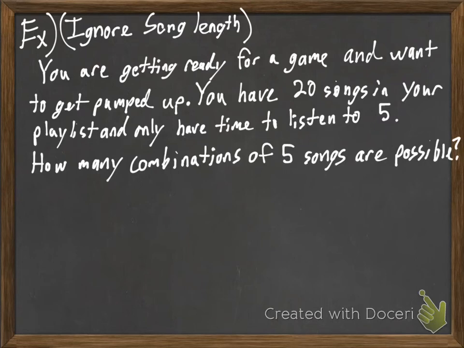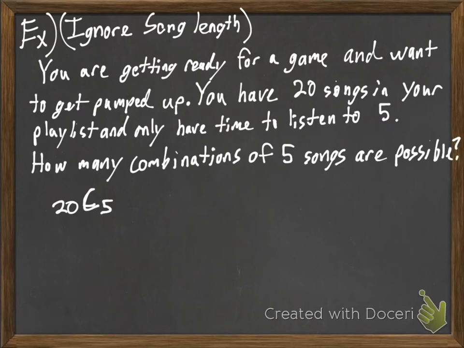So you are getting ready for a game and want to get pumped up. You have 20 songs in your playlist and only have time to listen to 5. So we're going to see how many combinations of 5 songs are possible. So again, we need to remember that the big numbers on the left are n. That's the number of objects. Then we have our combination. And then we have how many of our given times it's happening.